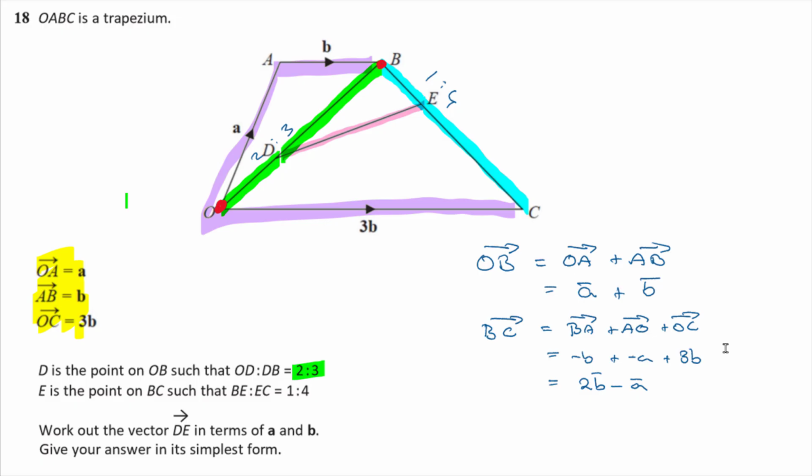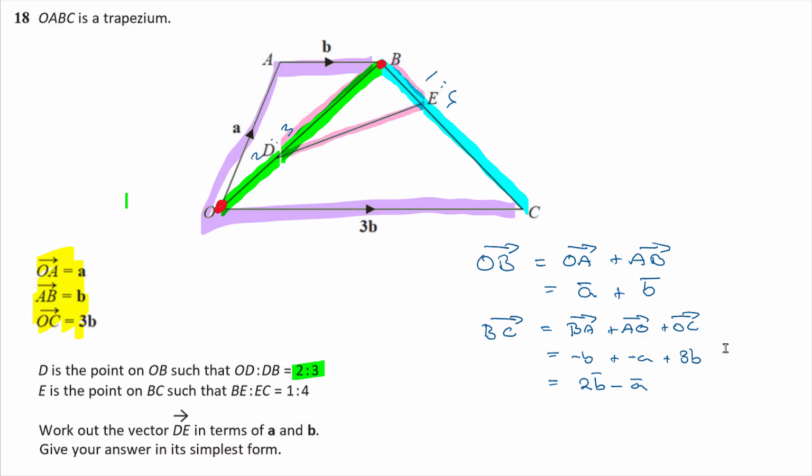Okay, now we want to go from d to e. That's the vector we're actually trying to find. Now if you look at it, d to e is a fraction of o to b, which I know, plus a fraction of b to c, which I know. So I'm going to go from d to b, then I'm going to go from b to e, using fractions of those two vectors just found, using the ratios that we've got there.